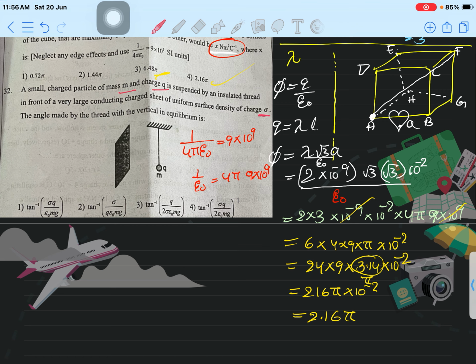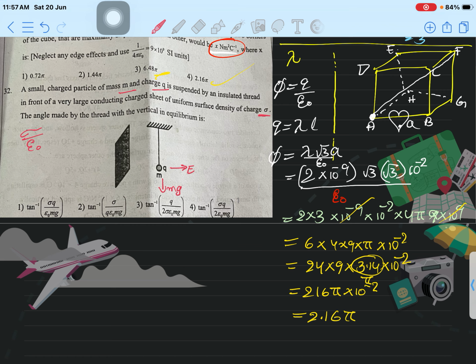See, we already learned if a surface is there, like a large conducting sheet, what is the electric field? Field created by a large conducting sheet is sigma by epsilon naught. If it is non-conducting, sigma by 2 epsilon naught, but because it is conducting, it is sigma by epsilon naught. And that will create an electric field on this charge in this direction. I am erasing this quantity, sir, here. Okay. So electric field will be in this direction, and weight of this ball mg will be acting downward.